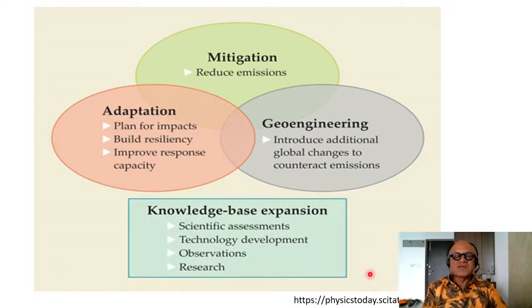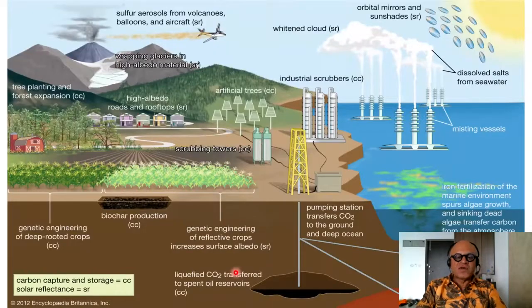And this article from Physics Today also makes points about the need for knowledge-based expansion, like scientific assessments, including IPCC and other regional assessments, technology developments to meet the impacts and adaptation mitigation requirements, including geoengineering, for, let's say, food, water, energy, and health, and observations needed to do these things to close adaptation gaps, emission gaps, and to track impacts of geoengineering. And research, of course, to understand the consequences of what we do.